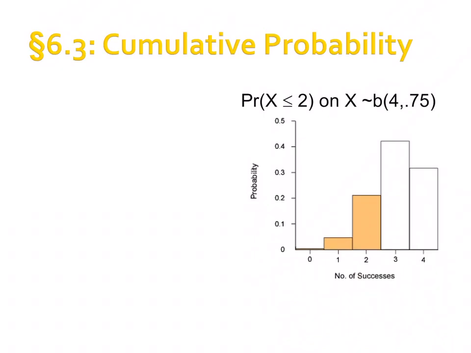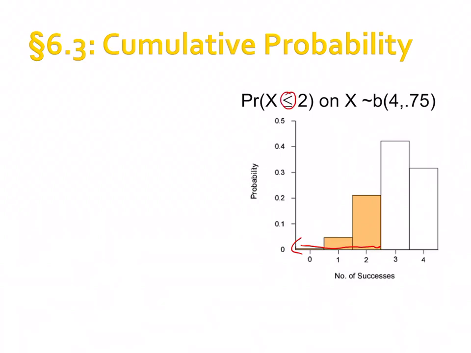This is 6.3, cumulative probability. So we have the probability of x less than or equal to 2, with x distributed binomial with n of 4 and probability of 0.75, like we've been doing. So we want to know what is the probability of 2 or less, right? That's why it's all the way to the left, it's 2 or less.